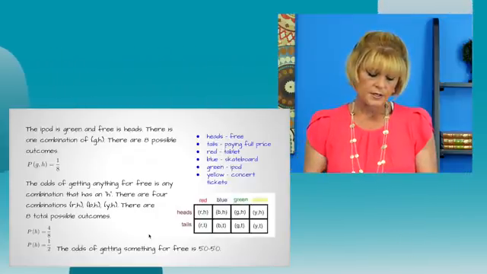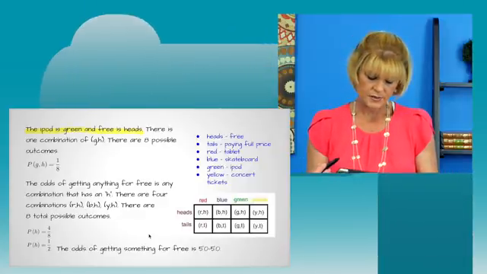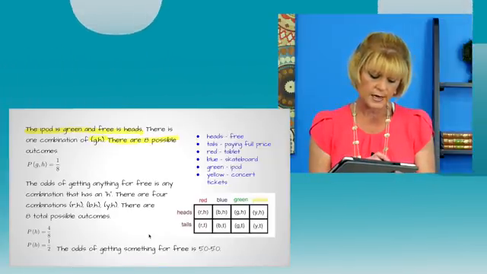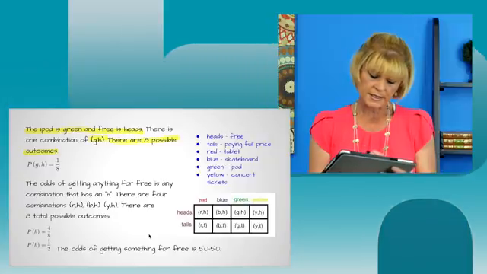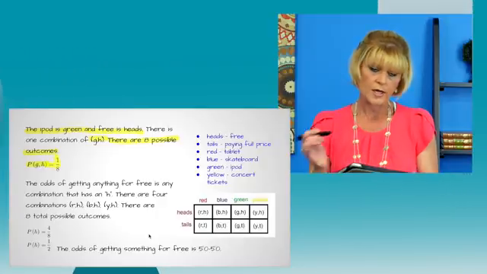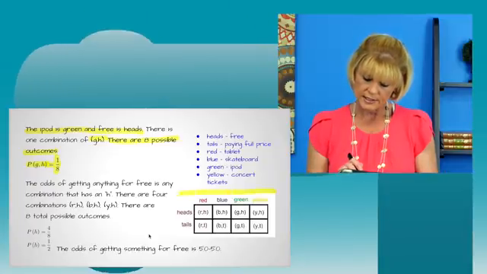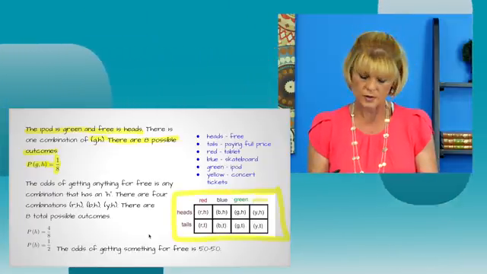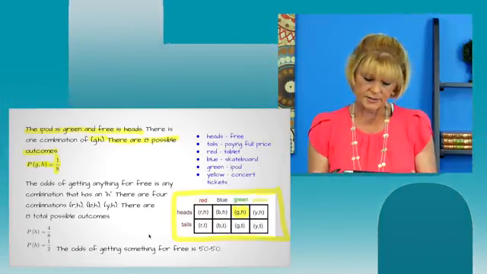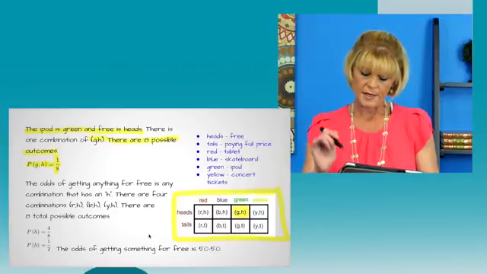Okay, so remember the iPod is green and free is heads. There's one combination of GH, and there are 8 possible outcomes. So the probability of G and H, green and heads, is going to be 1 out of 8. And you can figure that out just by looking at the table. There's a total of 8 boxes in this table, and only one of them is what we're looking for, the green and heads, or the iPod and free. So that would be 1 out of 8.